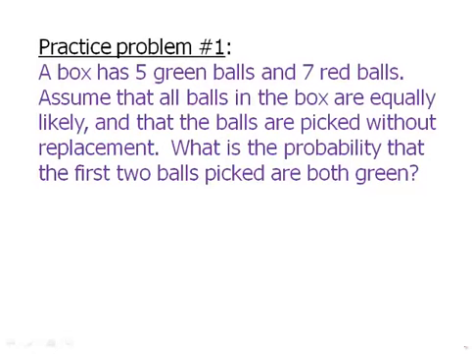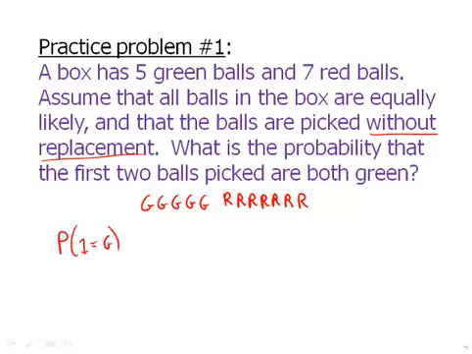A box has 5 green balls and 7 red balls. Assume that all the balls in the box are equally likely and that the balls are picked without replacement. So we have that magic phrase there, without replacement. What is the probability that the first 2 balls picked are both green? So let's think about this. I'm briefly going to draw this out. We have 5 green balls and 7 red balls. That's our box. So the probability that the first choice is green, well, that's easy. There are 12 balls in the box. 5 of the 12 are green. So that's 5 over 12. That part is easy.